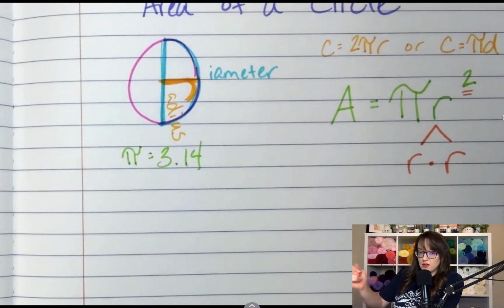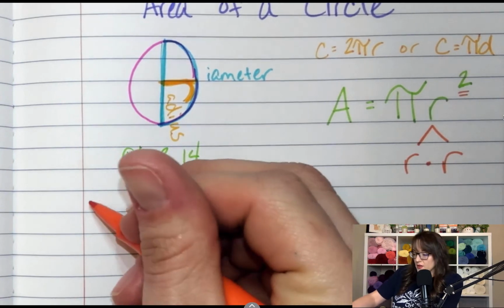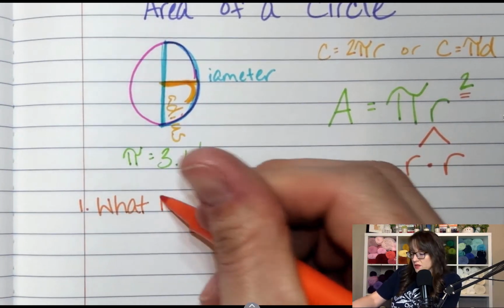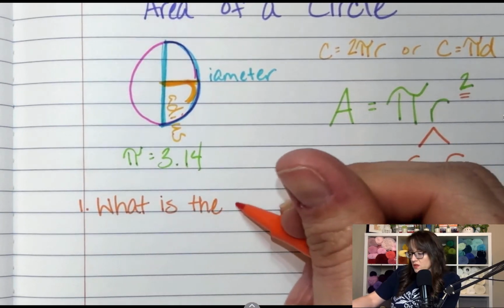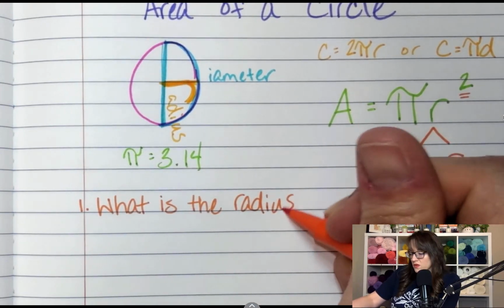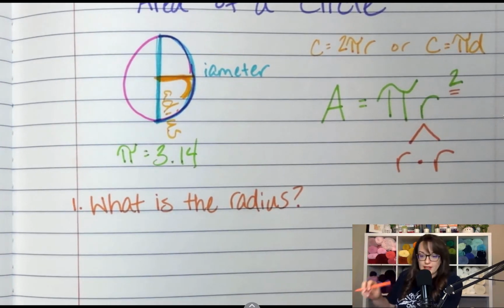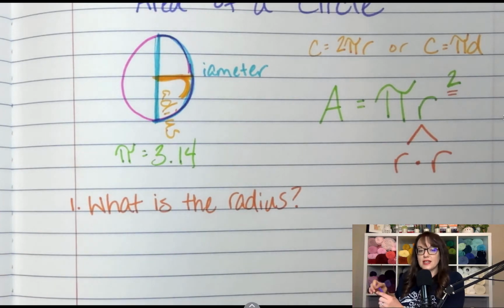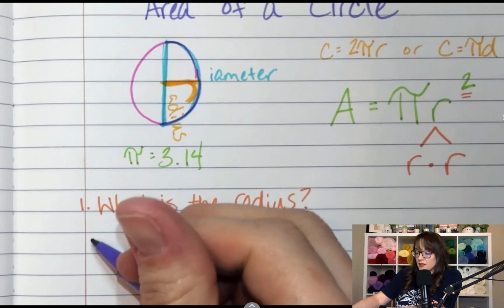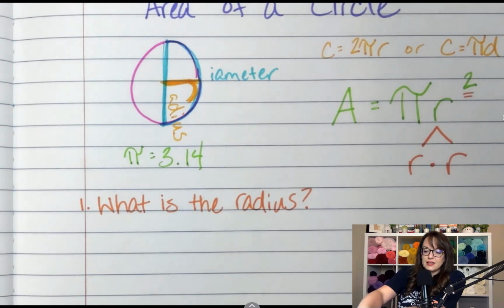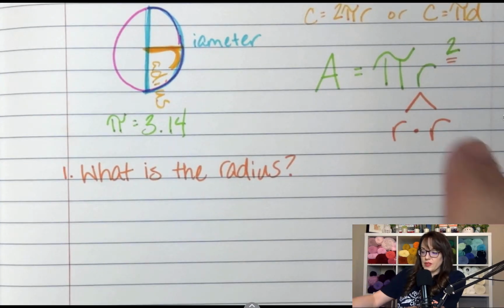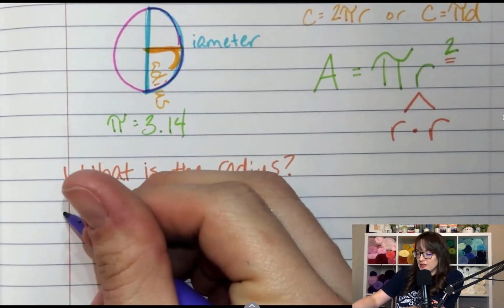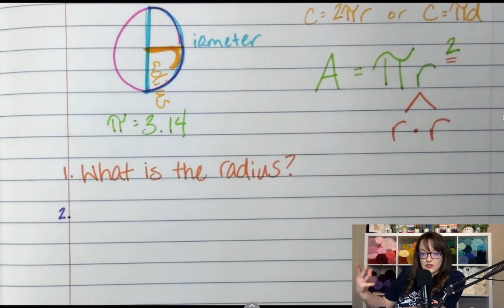So here's our step-by-step guide on how to find area of a circle. Step 1, we have to know the radius. So step 1, what is the radius? Well, ideally, the first thing you're going to do is write down the formula. So write down the formula, and then what is the radius?